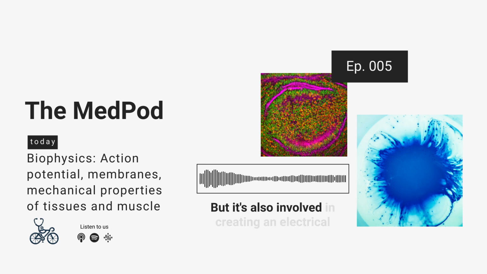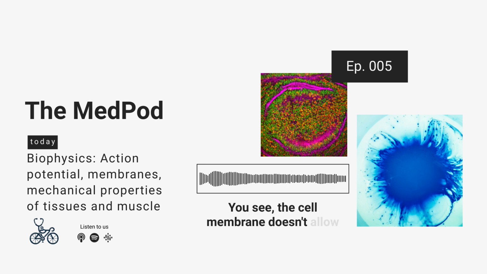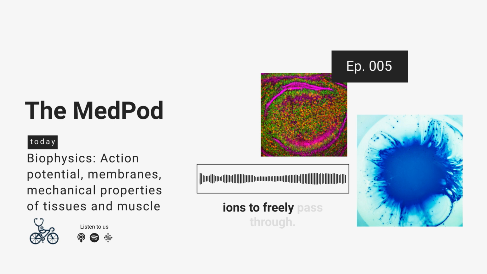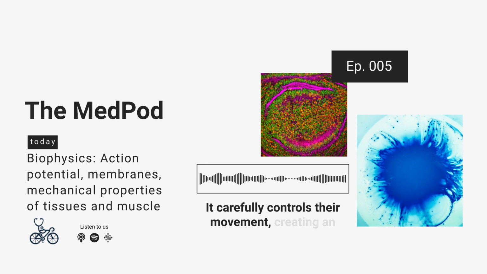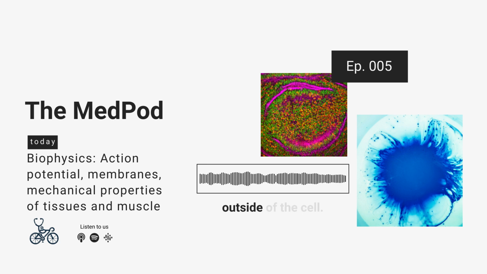Exactly. But it's also involved in creating an electrical potential across the membrane. That's the resting membrane potential. You see, the cell membrane doesn't allow ions to freely pass through. It carefully controls their movement, creating an imbalance of charges between the inside and outside of the cell. So it's like a tiny battery powering all the amazing processes happening inside the cell. A perfect analogy. The key players here are sodium and potassium ions.